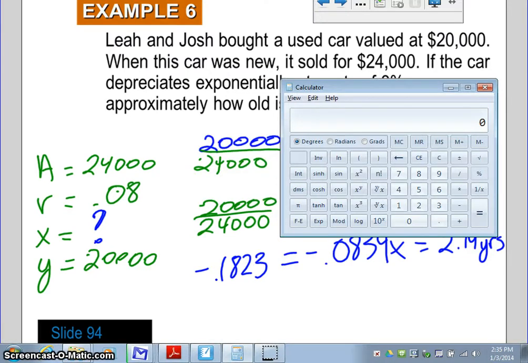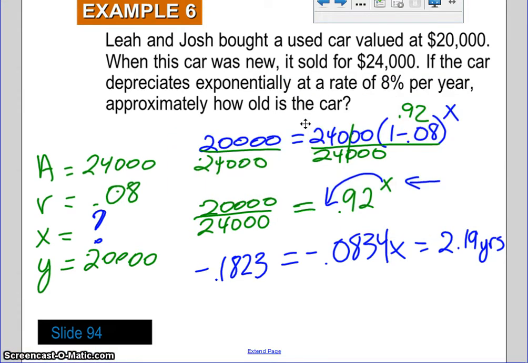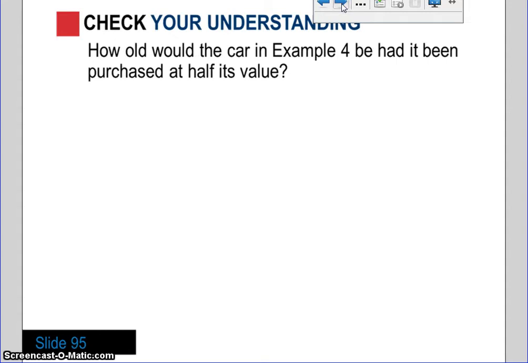Just to verify that, let's put it into the calculator. I have negative 0.1823, and then I'm going to divide that by 0.0834, which is also negative. And you can see here that I have a value of 2.19 years. Why I did that was to get x by itself. That's why we divided both sides by the negative 0.0834. All right, your turn. Go ahead and give this one a try. When you're ready, press play and we'll finish it out.